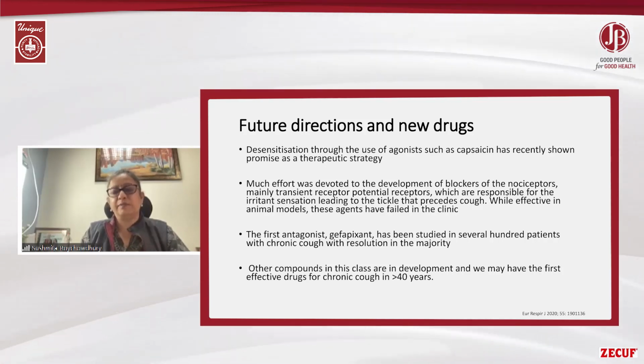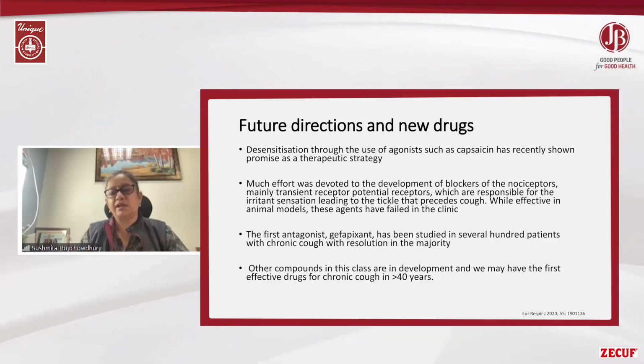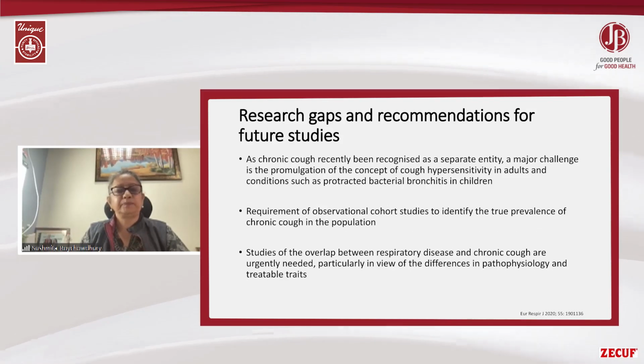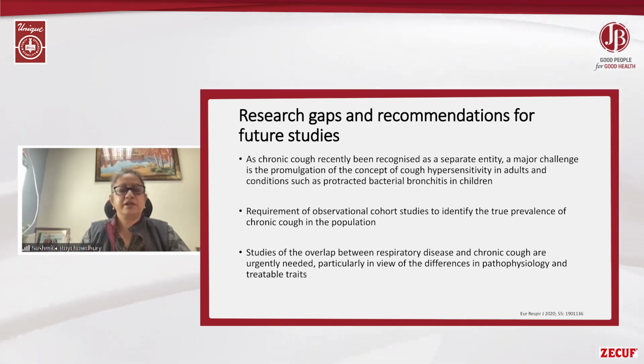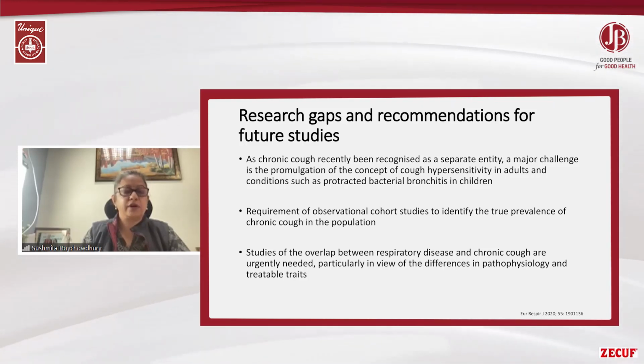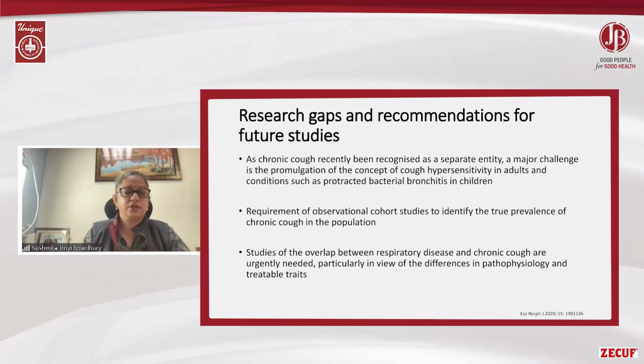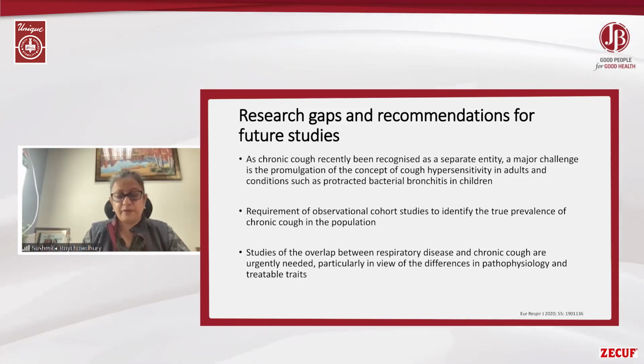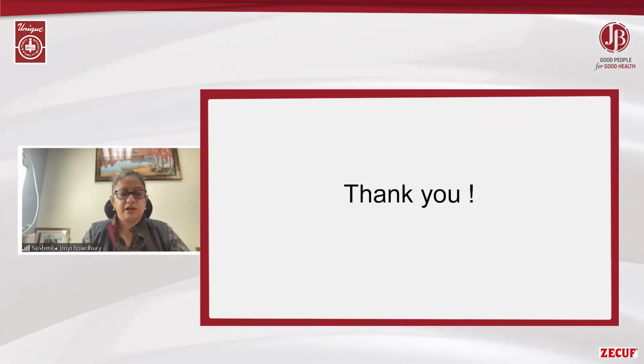But we do feel the pinch when it comes to diseases like interstitial lung disease, where cough is a very, very debilitating symptom. So recommendations and research gaps are significant, and obviously a lot more cohort studies are required to look at the true prevalence of chronic cough in the population, and studies of overlap between respiratory diseases and chronic cough are urgently needed. Thank you very much. That's all that I have to say.